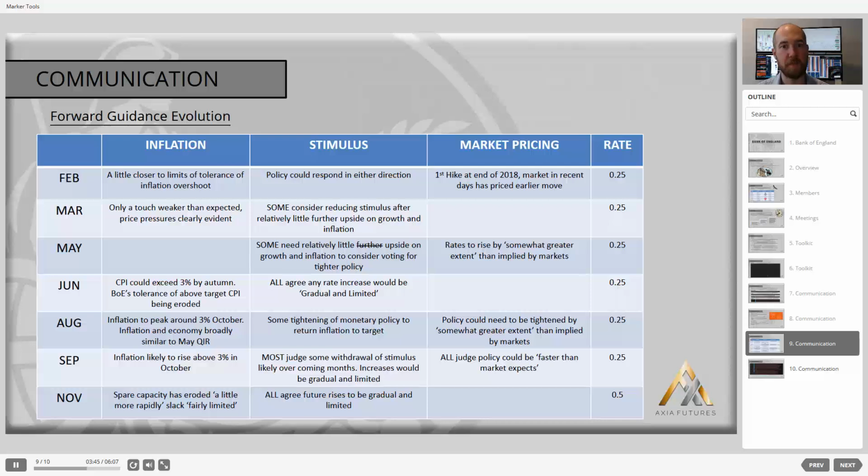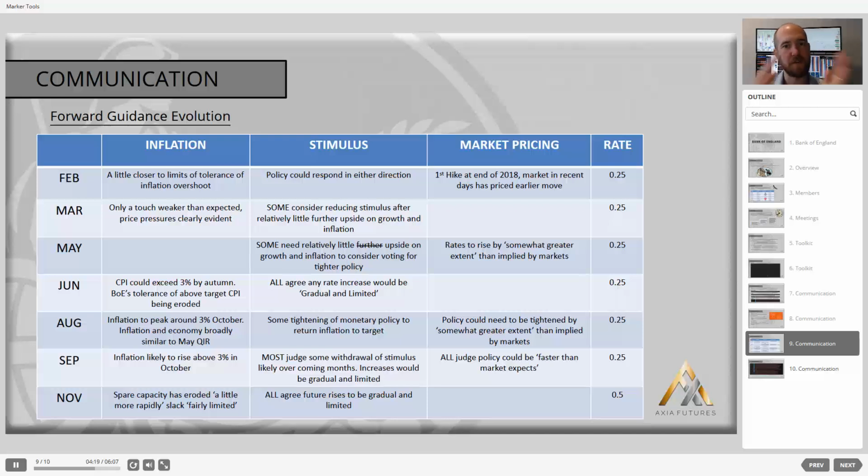It's not the November forward guidance that's the impact, it's the September. Inflation likely to rise above 3% in October. So whereas they were talking about it peaking in October, they're now saying that it is going to rise above 3%, so peaking around to rising above. In this case in September, most judge the withdrawal of stimulus over the coming months is likely. Increases would still be gradual and limited. So they maintain the gradual limited, but now most members are looking for the rate hike.